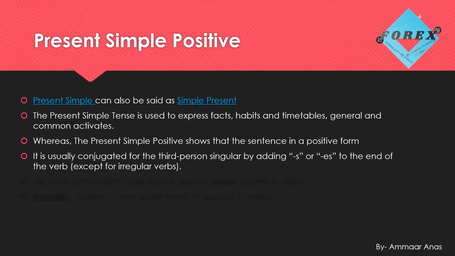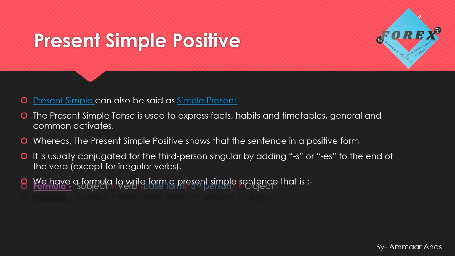So the present tense is used to express facts, habits, and timetables, general and common activities in a positive form, not in a negative form, as this is present simple positive. And then we have, it is usually conjugated for the third person singular by adding s or es to the end of the verb, except for irregular verbs. So if it is third person singular, we add s or es at the end so that it makes sense.